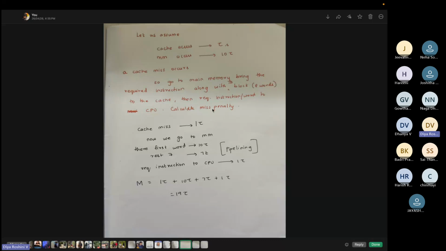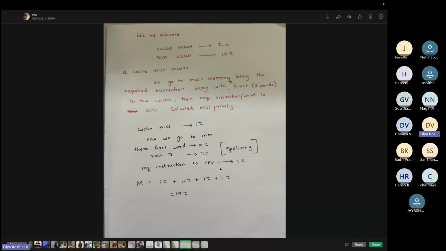So the miss penalty is calculated as the first cache miss, plus bringing the first instruction from the main memory, and the rest of the 7 instructions through pipelining, which takes one cycle each, and then we bring the required instruction from the cache to the processor, which takes 1T. So this becomes 90. This is a very usual miss penalty question. So maybe note it, and it is there in Carl Hamilton. You can look at it. I will also share these so you can look at them later.